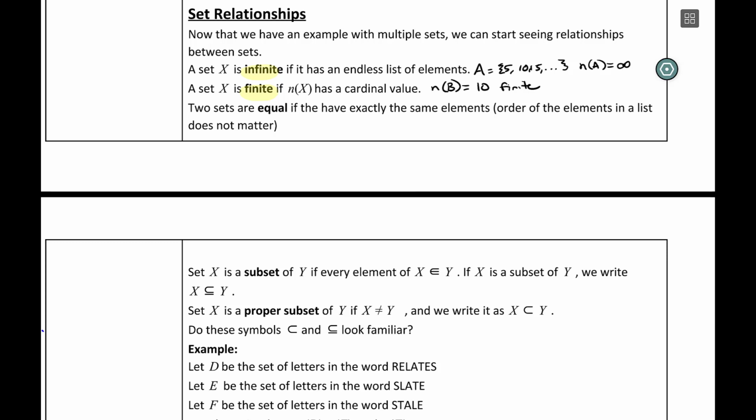We can also say that two sets are equal to each other if they have the exact same elements and no other elements in them, right? So the order here, however, does not matter. So let's look at the set of numbers 1, 2, and 3, and I know that that is actually equivalent to the set of numbers 3, 1, and 2. The order doesn't matter. We have the same number of elements, and we have the exact same elements.